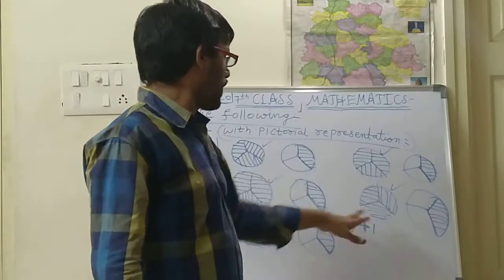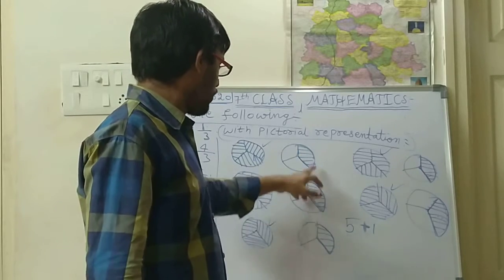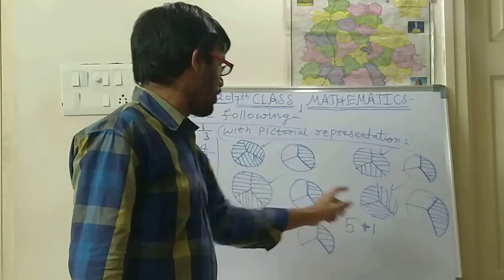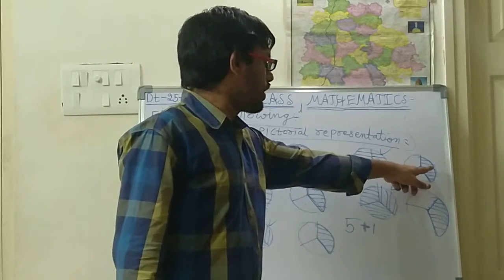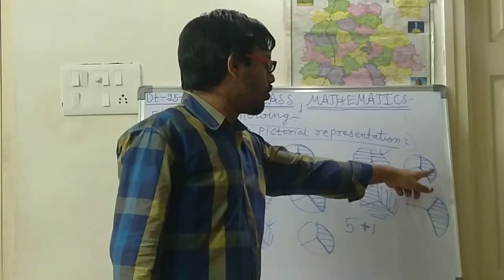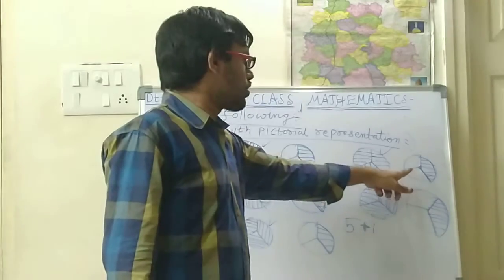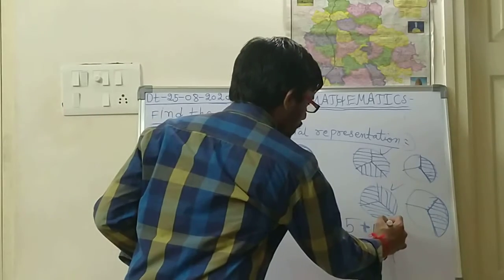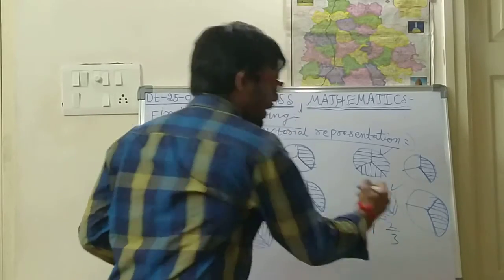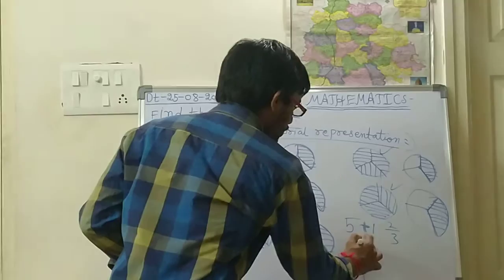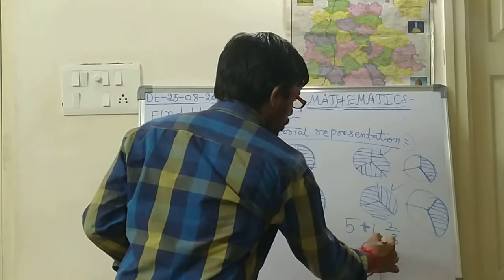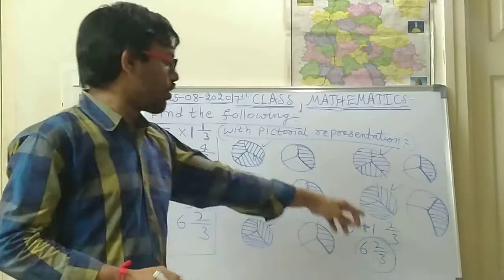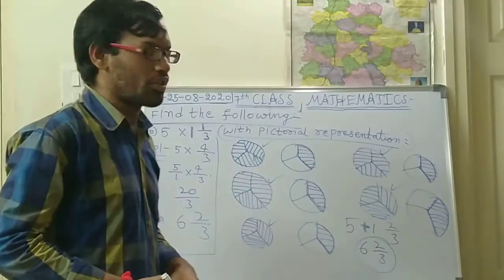So this 5 completed. Next, 1, 2, 3. So in each circle 3 parts, so one full part it will get. Afterwards, in another circle only 2 parts will be shaded, so one will remain. So in that circle you can say 2 by 3. Is it right, children? So what is 5 plus 1? 6. 6 plus 2 by 3. 6, 2 by 3 we got. Okay. In the pictorial representation we got 2 by 3.